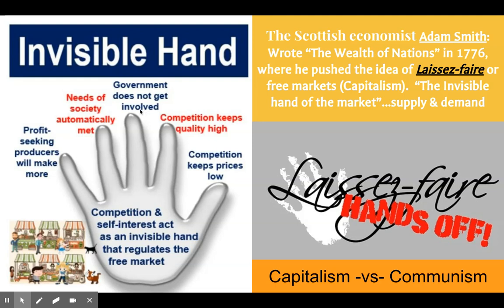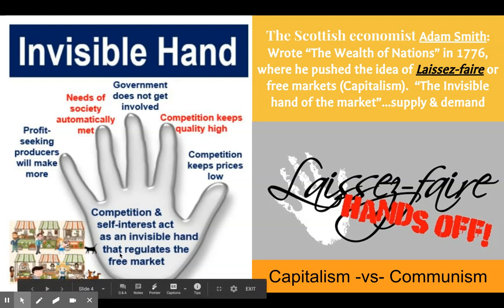Maybe the government does need to get involved a little bit, but the less the government's involved, capitalists believe that's better. Okay, there are centrally planned economies, but they have their own issues too. Competition keeps quality high. Like, why would I go back and buy a product from this person if I know that product sucks? So that keeps people in check, and competition keeps prices low. Competition and self-interest act as an invisible hand that regulates the free market, right?